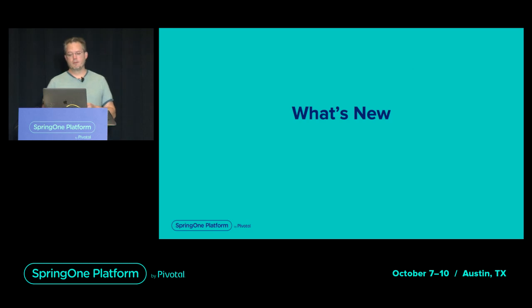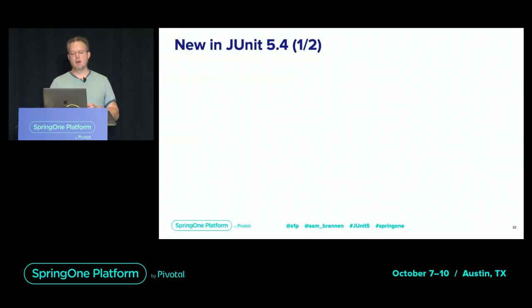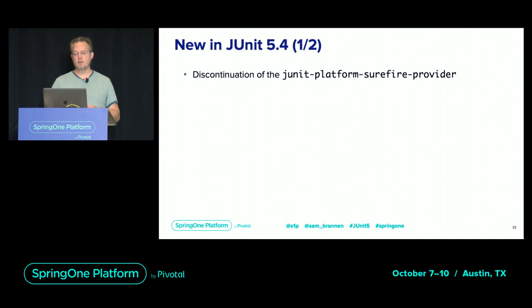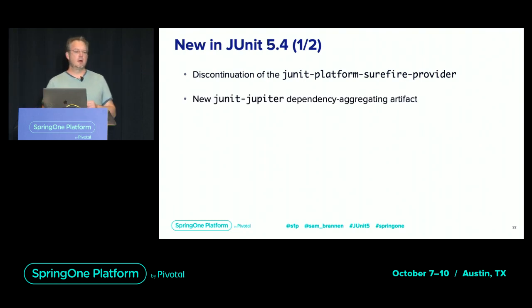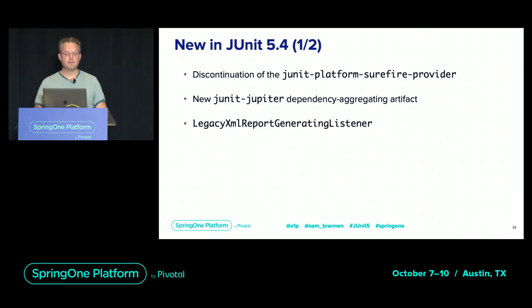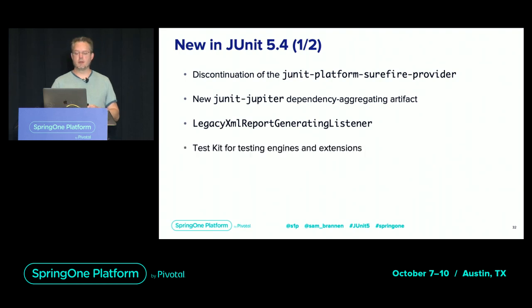So what's new since last year, basically? In 5.4, the old JUnit platform Surefire provider is gone, right? Because we have the built-in support in Maven Surefire. There's a new JUnit Jupiter dependency aggregating artifact, as we call it. It's kind of like a starter POM from Spring Boot, right? So if you want to use all the parts of JUnit Jupiter, you can just depend on this JUnit Jupiter artifact in Maven instead of the various different parts. If you're interested in generating your own reports, our console launcher generates XML reports using the de facto standard JUnit 4 reporting format, and we made that public since some people requested that.